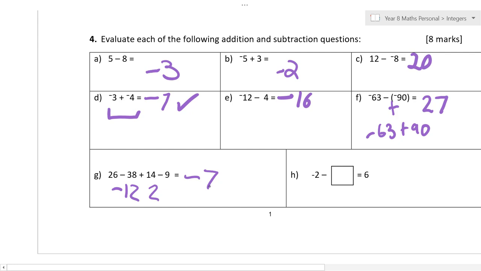Well done. And the last one, we know here we're subtracting something from negative 2, and that gives us a positive answer. So we know that, what is that? So this has to be what? A negative. Yeah, it has to be a negative. And what is it in this case? Negative 8. Negative 8. Fantastic. That's really good. I love that explanation.